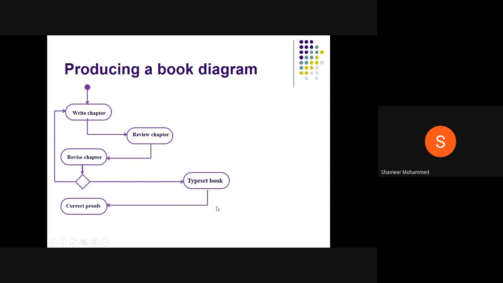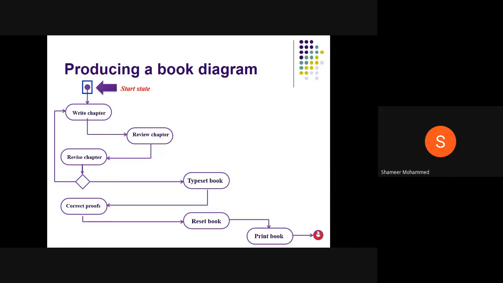So from typesetting, you will go to this one. Proof correction means checking the mistakes, grammar, alignment, pages, etc. Then reset the book after making the corrections. Finally, print the book. Stop the activity. Start the activity symbol. Stop the activity. Start state.